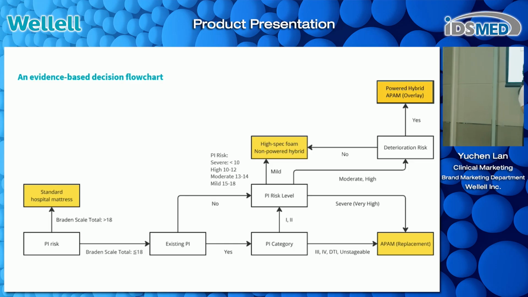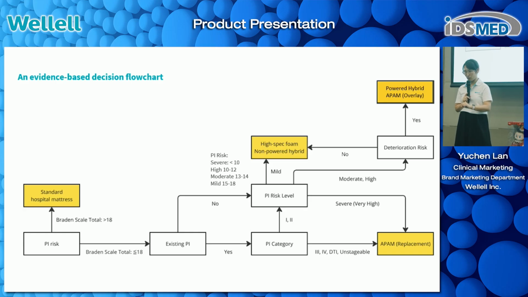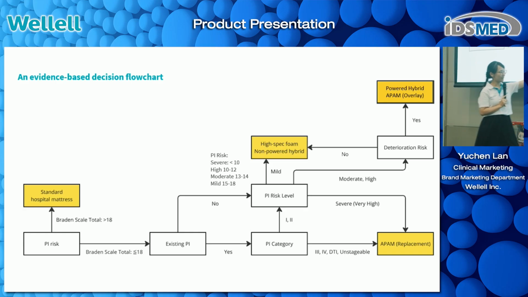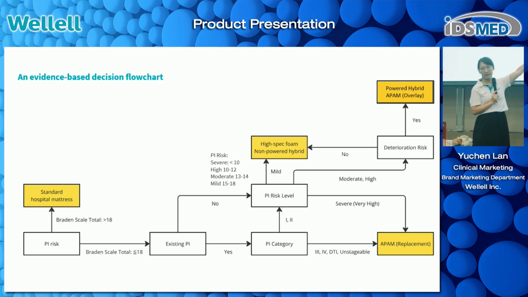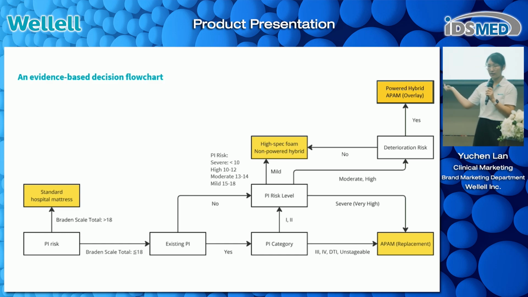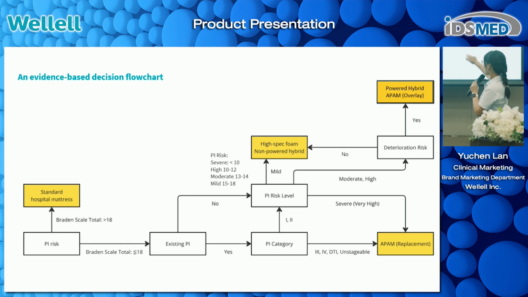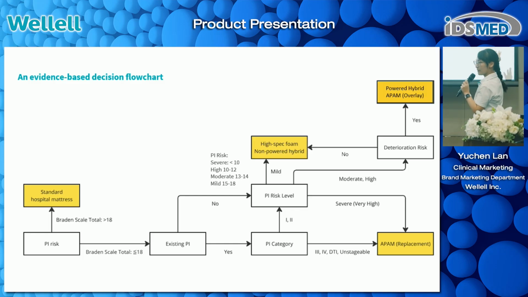If the patient already has pressure injury wounds, if yes, then we could check their pressure injury stages. If the pressure injury wounds are pretty severe, maybe stage 3, stage 4, or deep tissue injury, then we could suggest they use an alternating pressure air mattress, especially the replacement one.